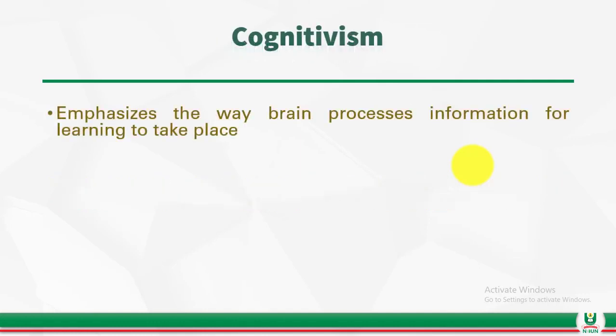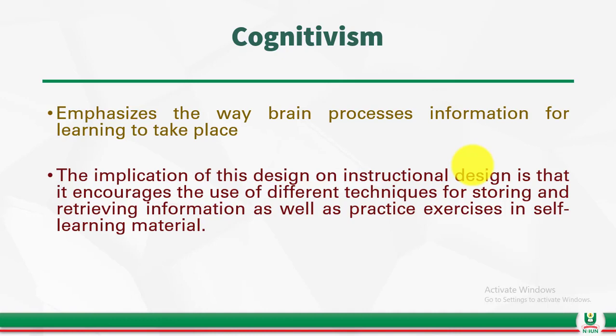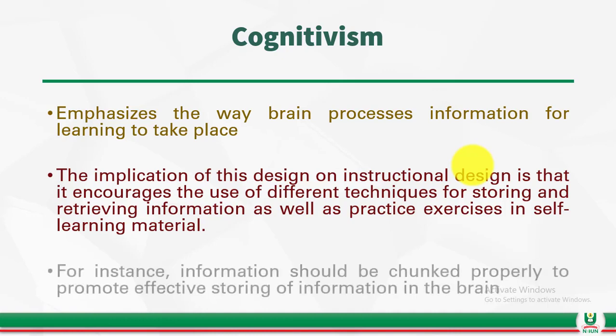Then we have cognitivism. Cognitivism emphasizes the way the brain processes information for learning to take place. And the implication of this is that it encourages the use of different techniques for storing and retrieving information, as well as practice exercises in self-learning materials. So you need to consider this and ensure that you are able to structure your content in such a way that the brain will be able to absorb the content and process it easily. Particularly, information should be chunked properly to promote effective storing of information in the brain. And that is why if you look at your course material, for instance, you will see that it is structured in units in such a way that you'll be able to learn in bits and understand the content. This is quite important. And this is how cognitivism can guide you while you are coming up with the production of multimedia.